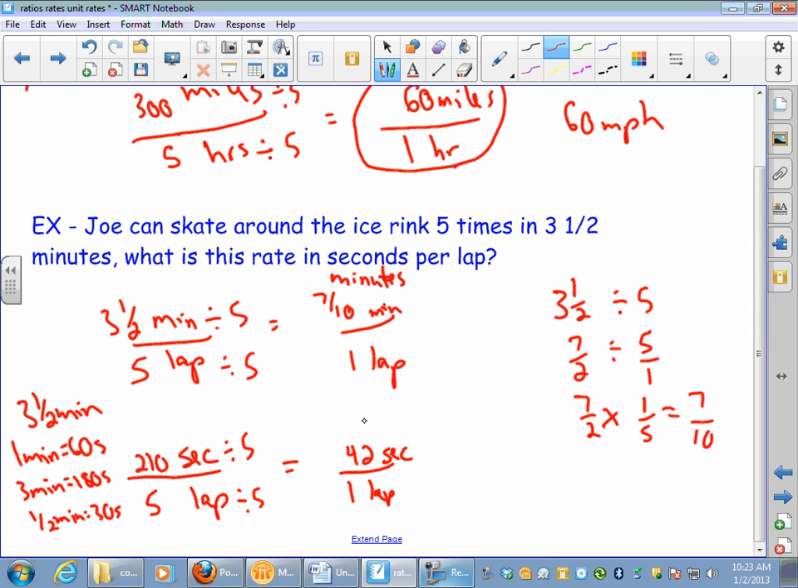So the big things to remember about your rates: make sure you get the units in the right spot. Make sure you have the correct units. You may have to change them like I did on this one. And to make a rate into a unit rate, you just divide by what's on bottom. And that's it.